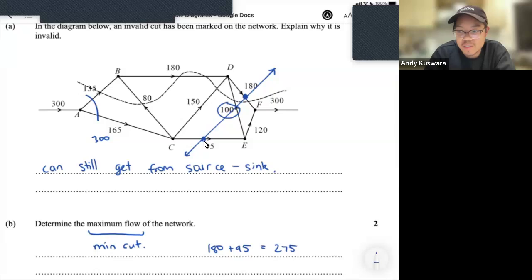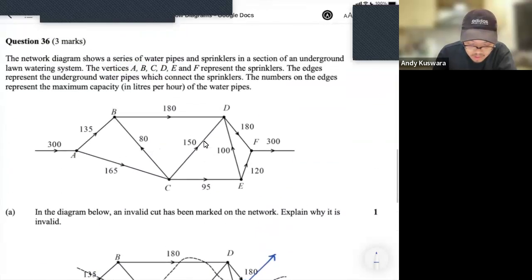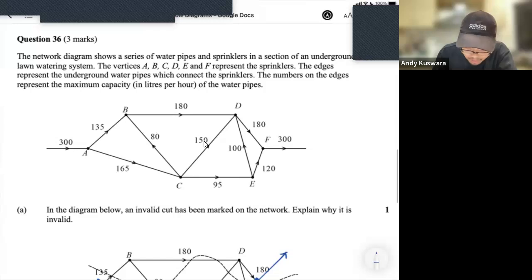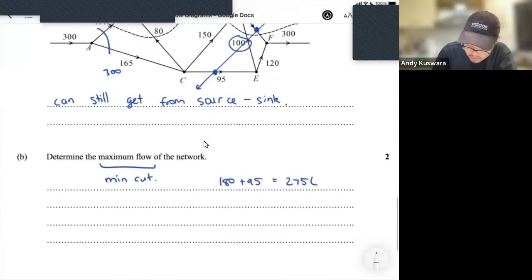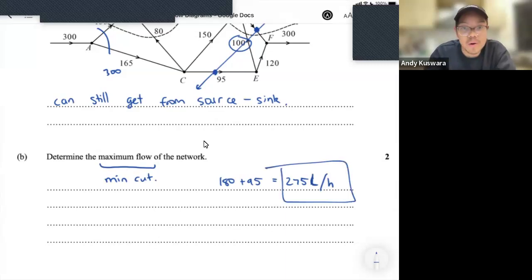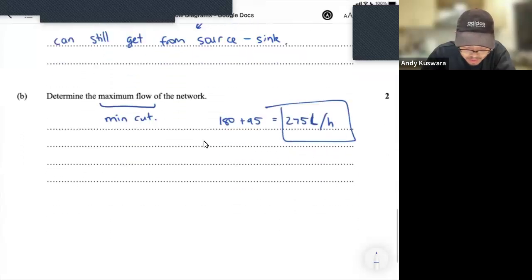You can see with this question, there's a little bit of trial and error, a little bit of guess and check, but that seems to be the case here. So 275, and I believe based on the question, it's talking about liters per hour. So this is the max capacity, liters per hour. That there is my max flow of the network. Hopefully that makes some sort of sense.